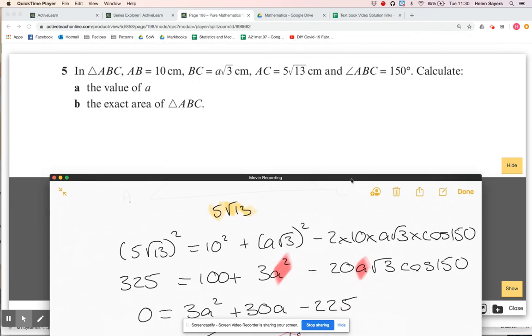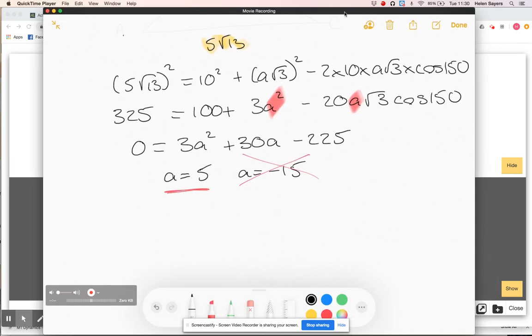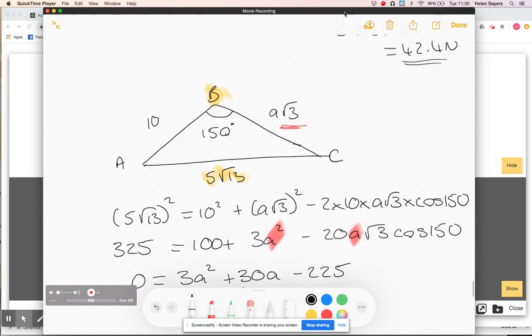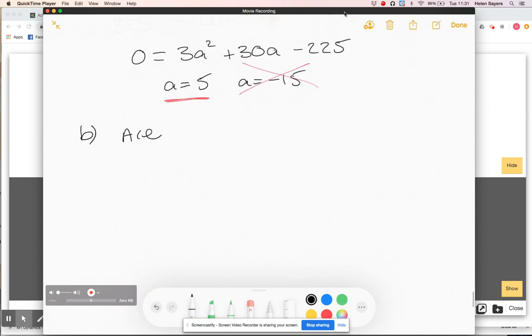It makes sense. And then the exact area. So now I know that A is 5. I am just going to use half AB sine C. I've got that side, the angle, and that side. So the area is going to be half times 10 times 5 root 3 times sine 150.